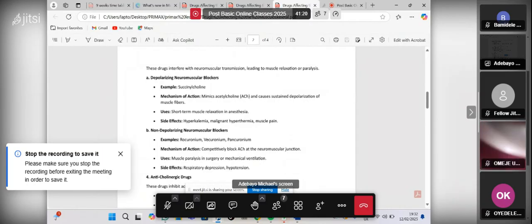Buspirone is another one, but this does not cause any sedative effect, and it does not cause any depressive effect as well. All right.